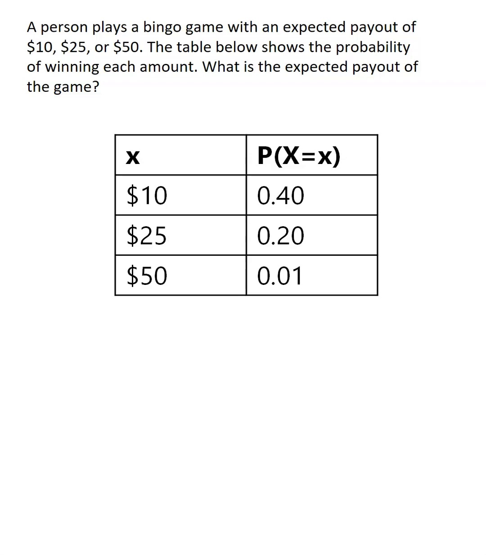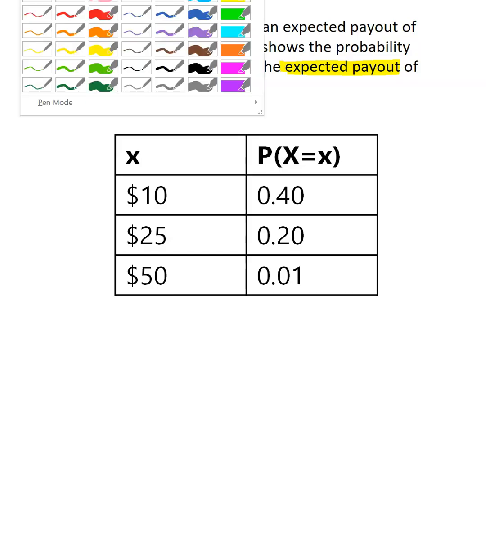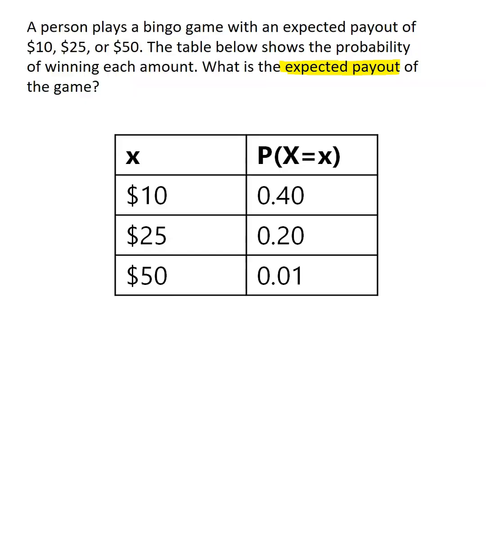A person plays a bingo game with an expected payout of $10, $25, or $50. The table below shows the probability of winning each amount. What is the expected payout of the game? The expected payout is the language in this context that they're using, right? So this actually means expected value, mu. That's what they're asking us to find.